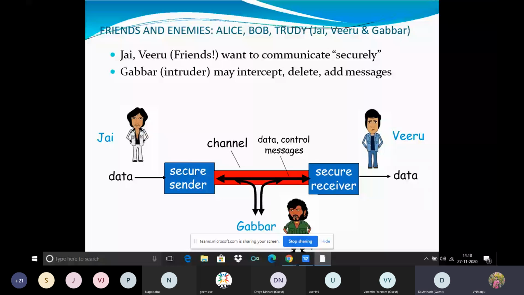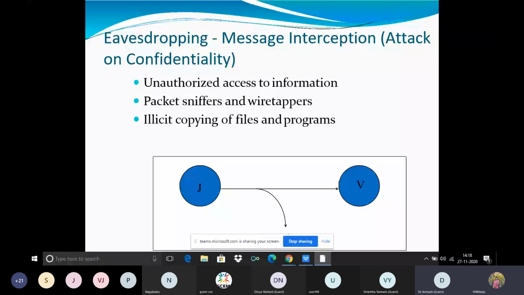Excuse me, sir. Sir, there is a hide button, no, sir. Can you press that hide button? We are not able to see. Yes, yes, okay.